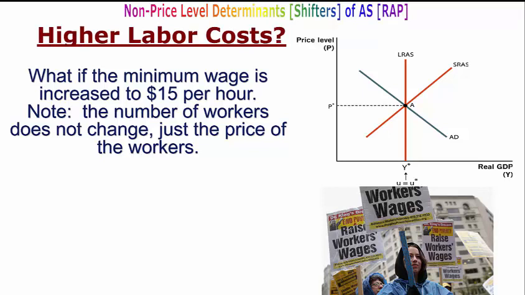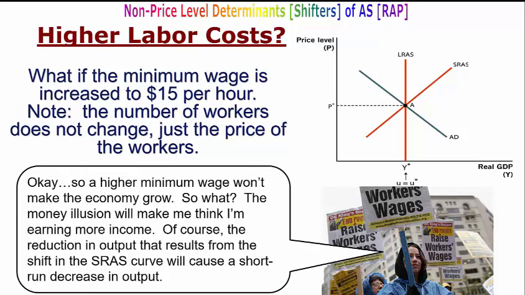What if the minimum wage is increased to $15 an hour? This is not going to affect the number of workers that exist, so it's not going to affect our ability to produce goods and services, but because the cost is higher, it's going to shift the aggregate supply curve. So we still have an ability to produce more, but we're not because of the higher price of labor. And so that's going to result in a higher price level in the economy and less output.